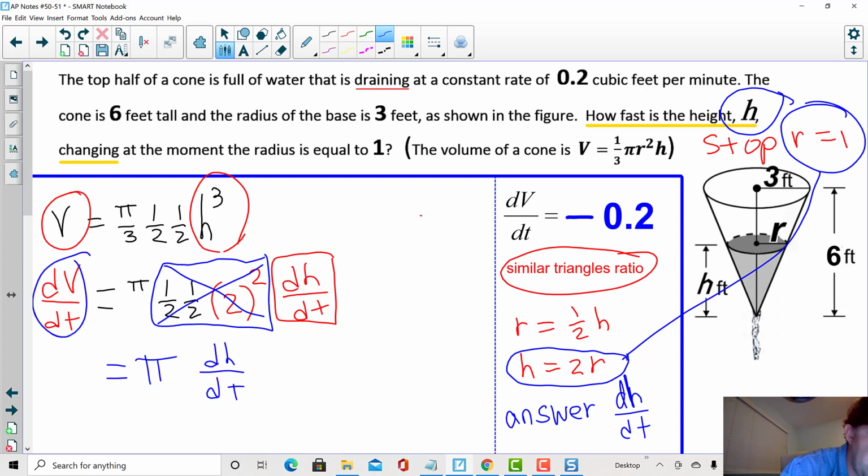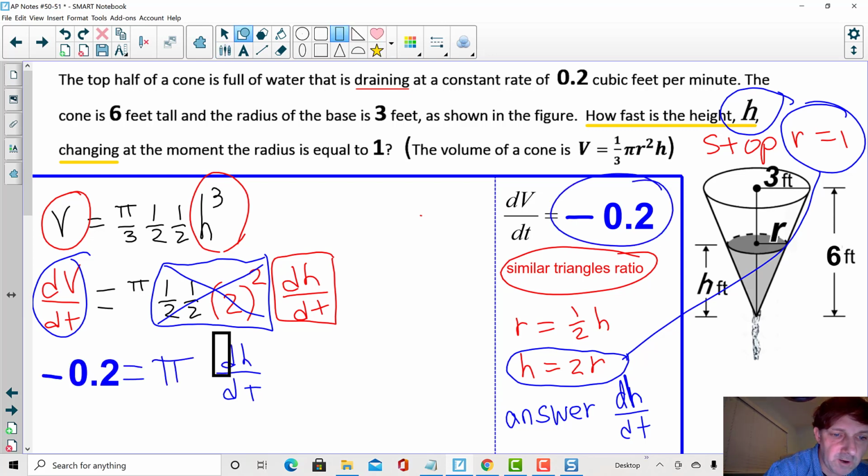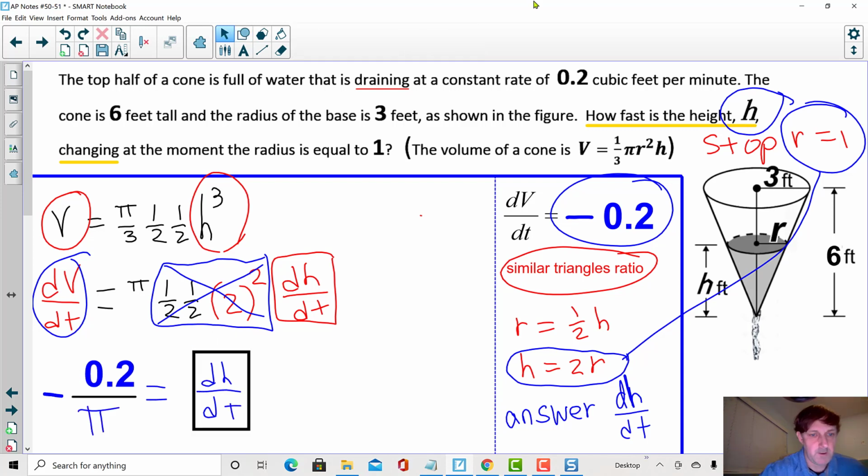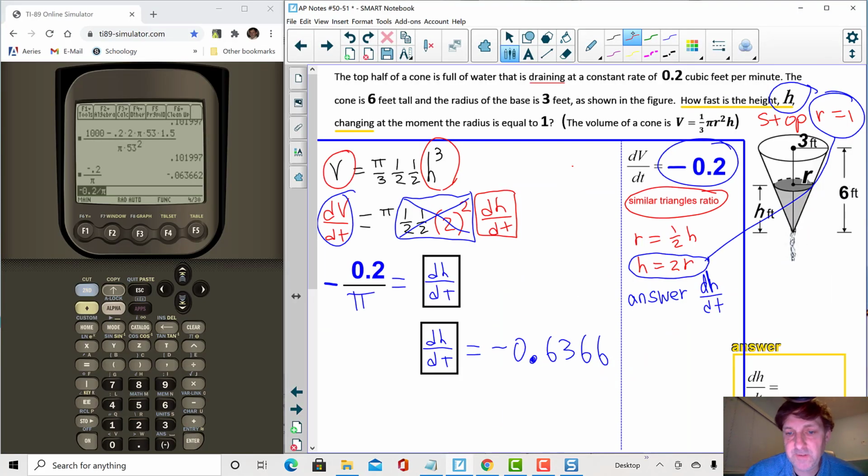We know v prime, that's negative 0.2. And because we're solving for dh dt, we can just divide by pi and we'll be done. Our final answer is that h prime is equal to negative 0.2 over pi. We can type it in a graphing calculator if we want a decimal answer. Okay, the calculator is giving me negative 0.6366. Remember, we're going to truncate it, so we're going to cut off that last 6. That's gone. Of course, if you wanted to round it up, you could. That would become a 7.